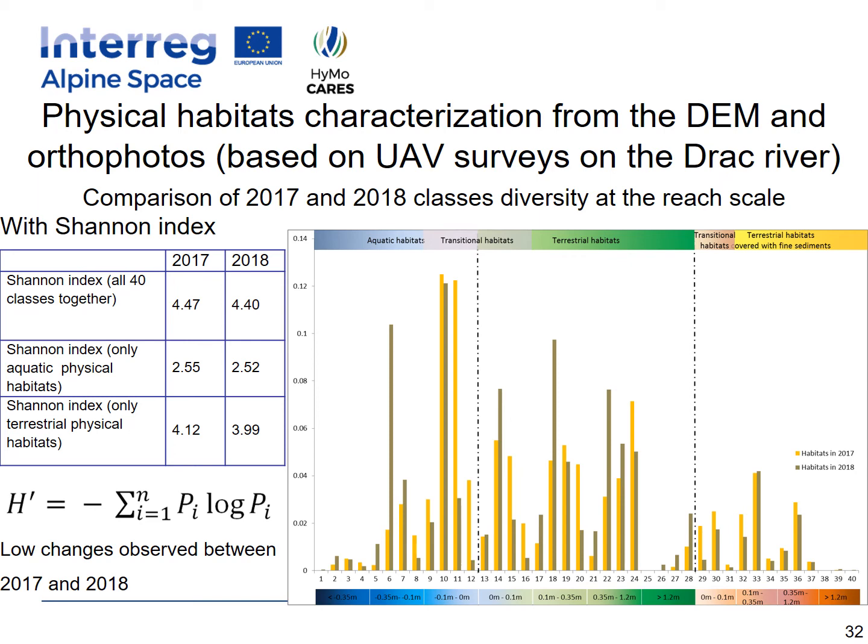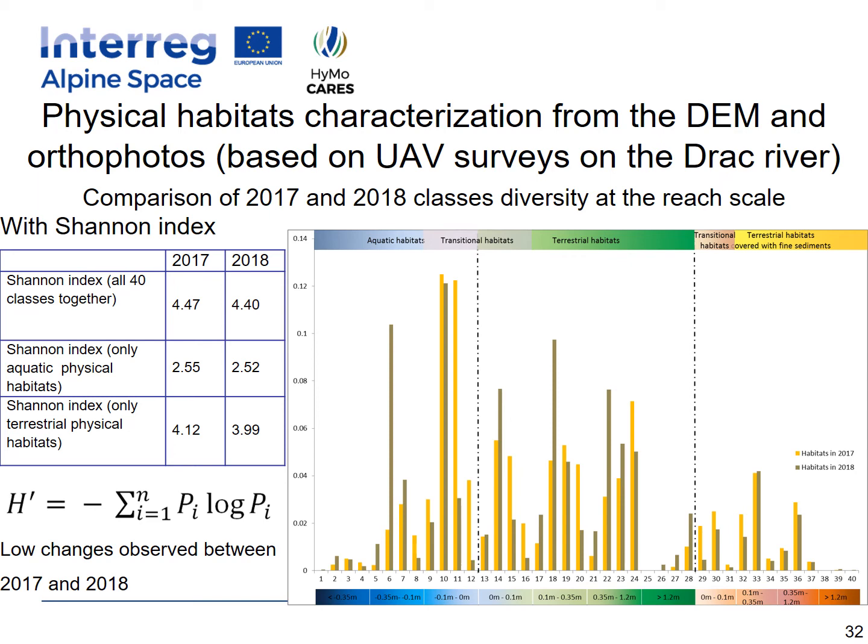Aquatic habitats remain aquatic for 24.6% of them, and 50.4% of terrestrial habitats remain terrestrial. A slight part of terrestrial habitats in 2017 became aquatic in 2018, about 10%, and reciprocally, aquatic habitats became terrestrial for 14% of them. The frequency distributions of physical habitat types are very close in 2017 and 2018.